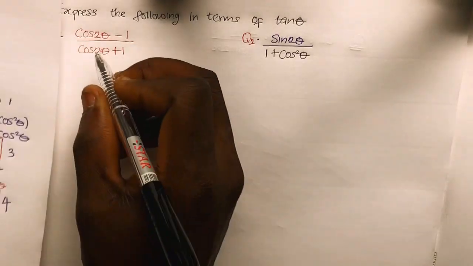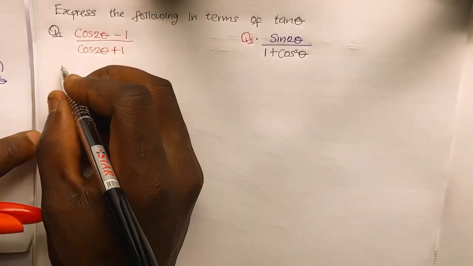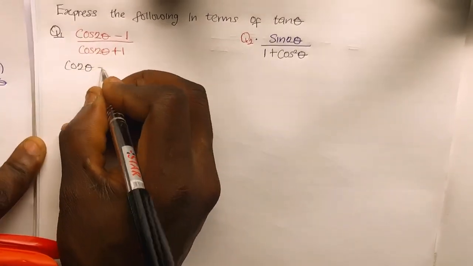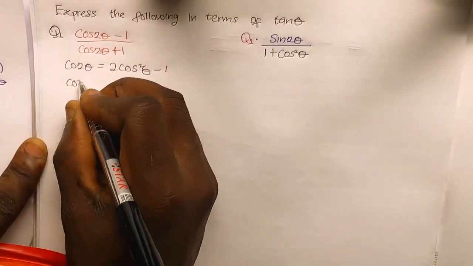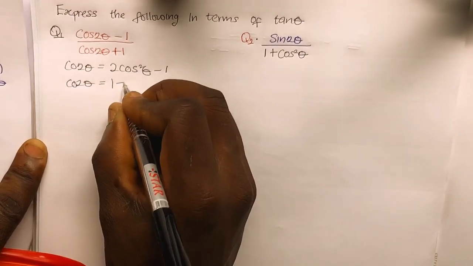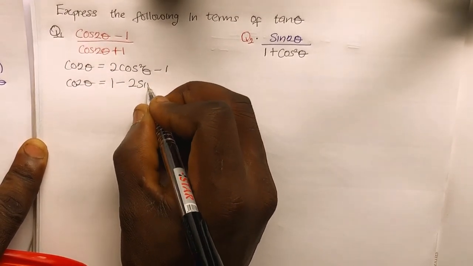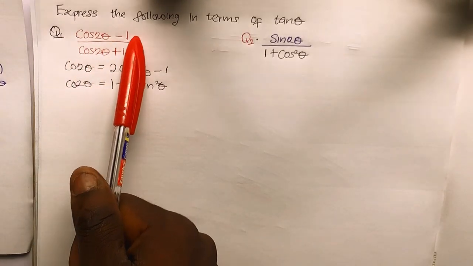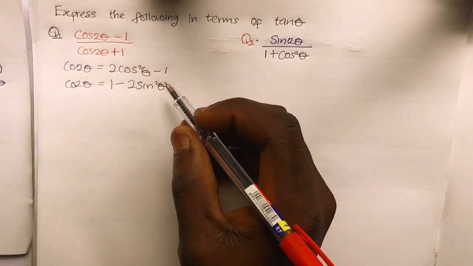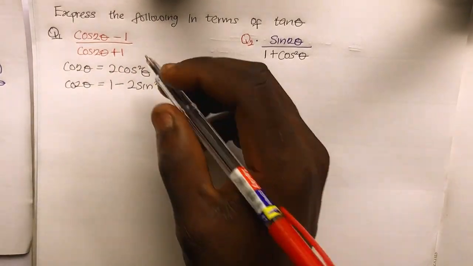If you look at this, I'm having cos 2 theta. Let's just recall the formula for cos 2 theta. Cos 2 theta is 2 cos square theta minus 1, and also cos 2 theta is 1 minus 2 sine square theta. Can you see that? So then how can I apply it? If you look at this, I'm having cos 2 theta minus 1, cos 2 theta plus 1. That means I need to use either of these two, the one that can cancel out this one and the one that is going to cancel out this one.